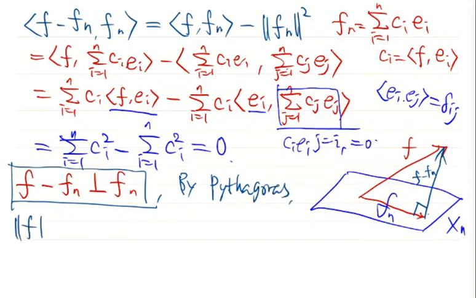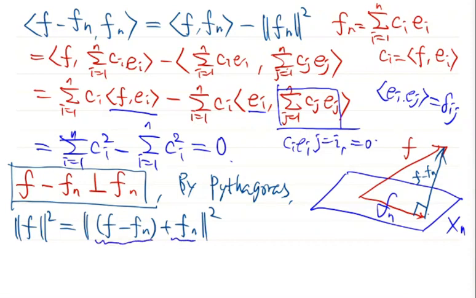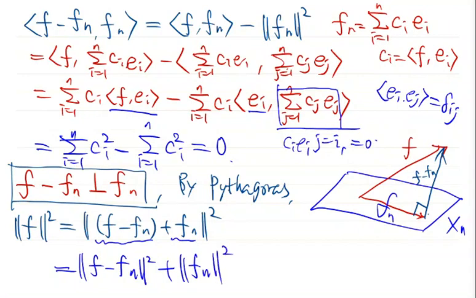The norm of f squared is the norm of f minus fn, plus fn, squared. But these two terms are orthogonal, as we just verified. Then by Pythagoras' theorem, this is the norm of f minus fn squared plus the norm of fn squared. Of course, this is not less than the norm of fn squared, which is the sum of ci squared.